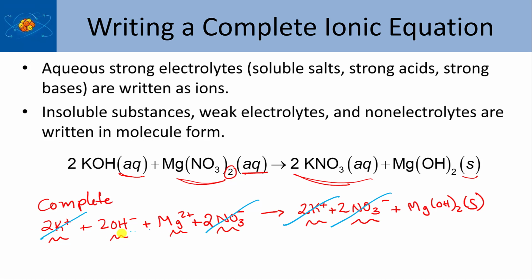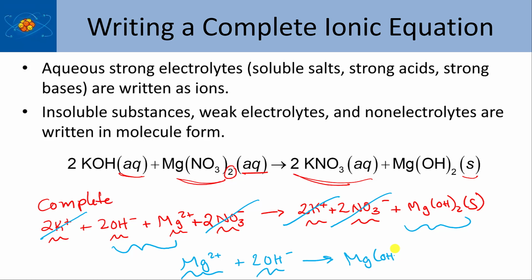And now the order on the left side doesn't matter that the OH is before the magnesium, because that's just the order we wrote them in. It's not that important. But what's left, these two and this, constitute what is known as the net ionic equation. So I'll rewrite it like this, Mg2 plus aqueous plus 2OH minus aqueous makes Mg(OH)2, and that's going to be a solid. So this is my net ionic equation.